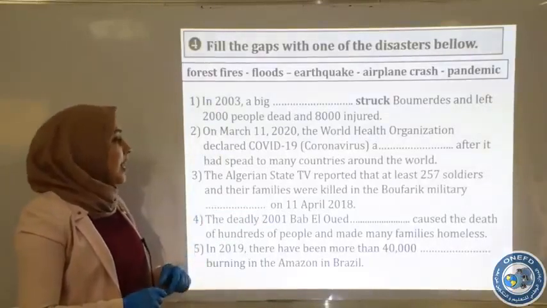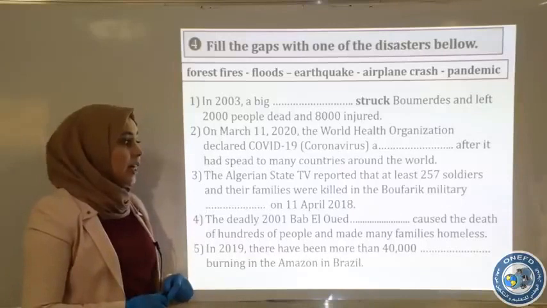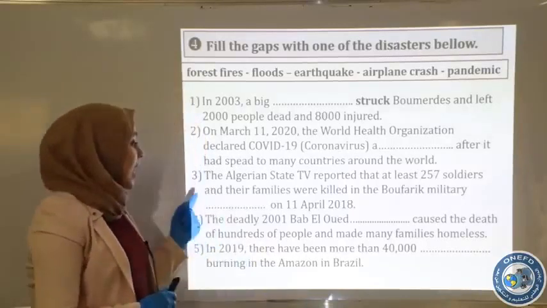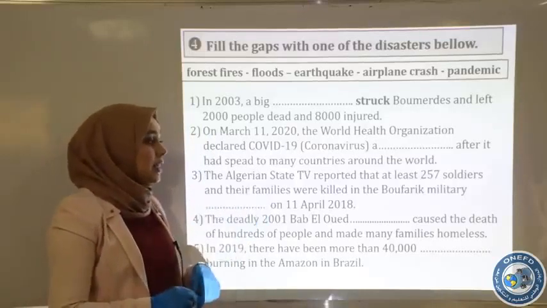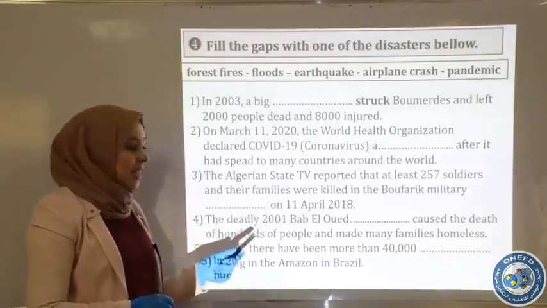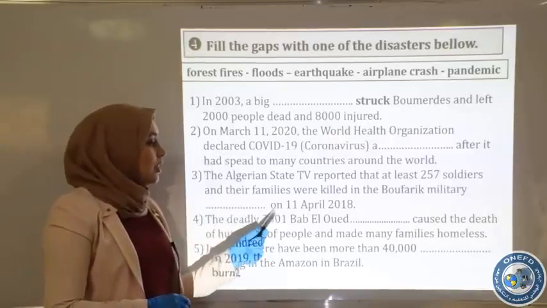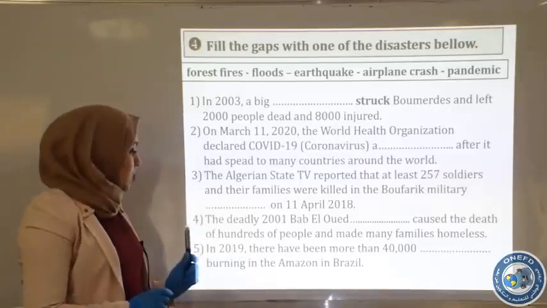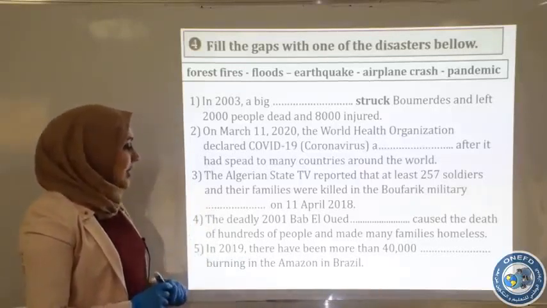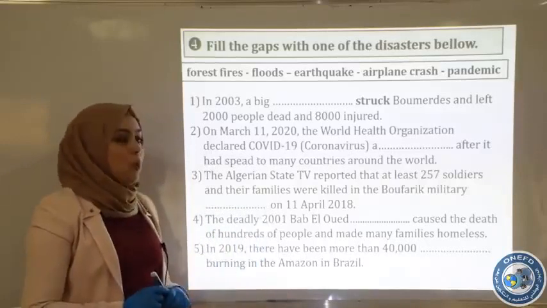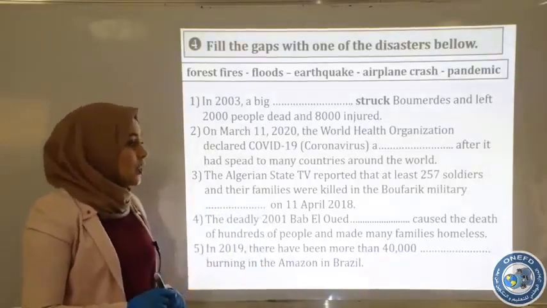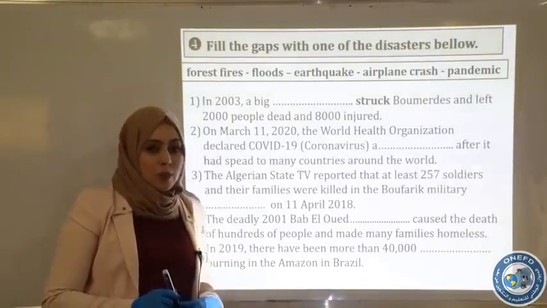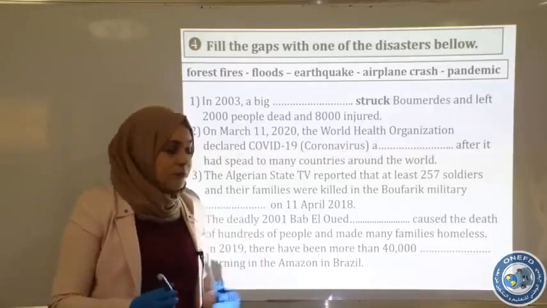Number 3, the Algerian state TV reported that at least 257 soldiers and their families were killed in the Boufarique military something on April 11th, 2018. The next one, which is sentence 4, the deadly 2001 Babelwed something caused the death of hundreds of people and made many families homeless. Homeless, it means without home.